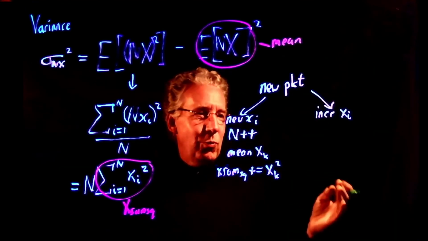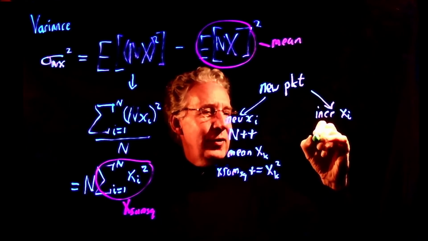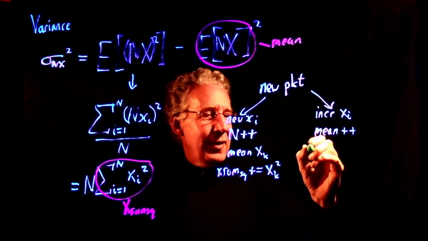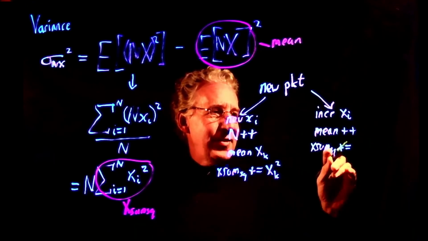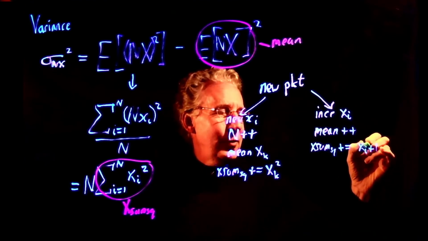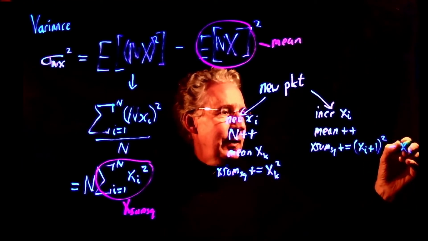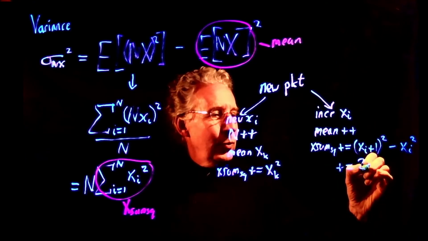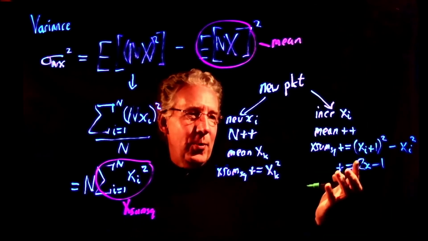Okay, so what are we going to do here? Well, the mean will just increase by 1. That's easy. And x sum squared now needs to be modified. So what we're going to do is to add to that the new value of xi, that's the previous value plus 1 squared, and then take away the old value. If we multiply out the brackets, that's the same as adding 2x minus 1, which again is very easy to do in quick per packet operations.